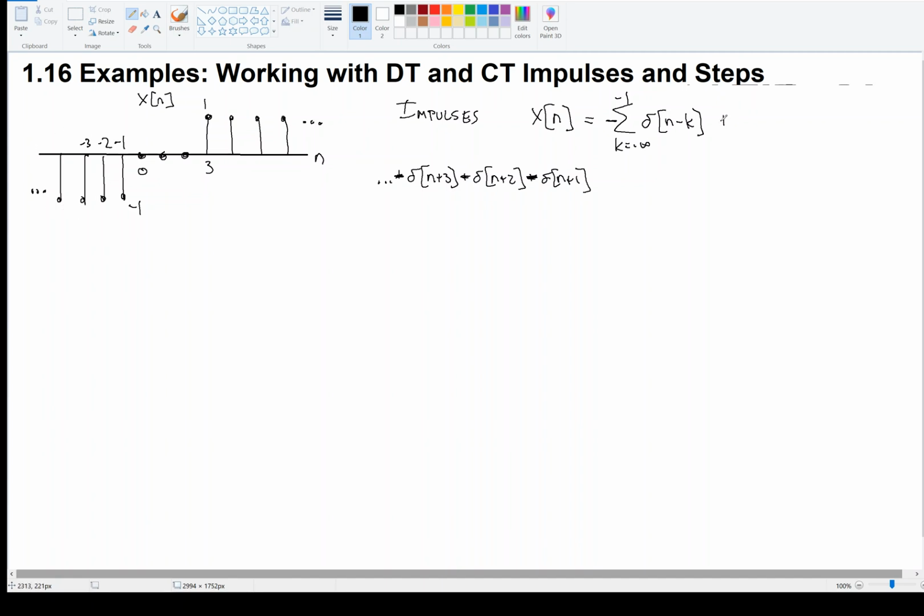Then we have a similar thing at the right. So we're going to add, because these impulses are positive, we're going to add the sum where K goes from 3 to infinity of delta of n minus K. And that's our answer. So this is the mathematical representation of this signal x of n. Now let's try to do the same thing, but with unit steps. Excuse me, unit steps. We just did impulses.